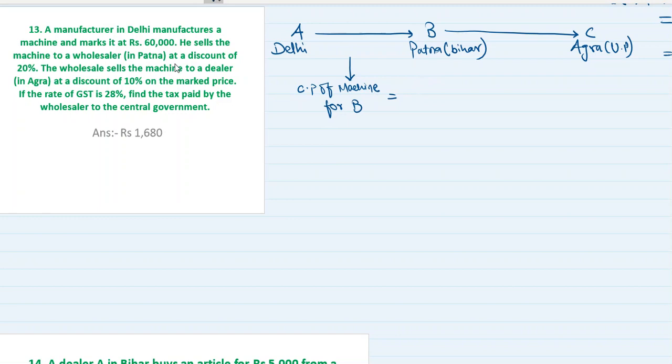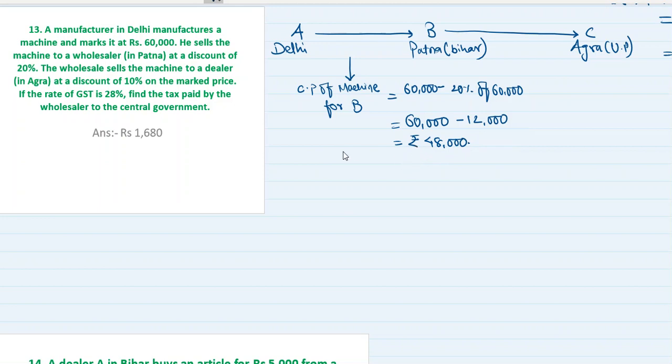It is 20% less than the mark price, because the manufacturer is selling this machine at a discount of 20% to the wholesaler in Patna. So cost price of machine for B is equal to 60,000 minus 20% of 60,000. See, 20% of 60,000 is 12,000. So cost price of machine for B will be 48,000.